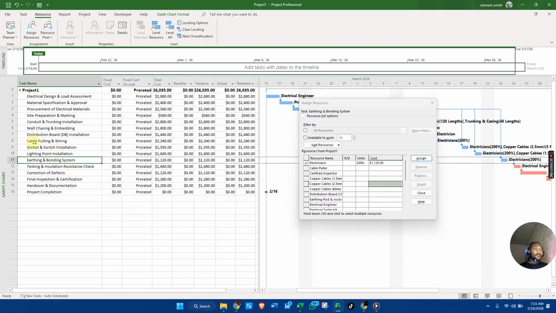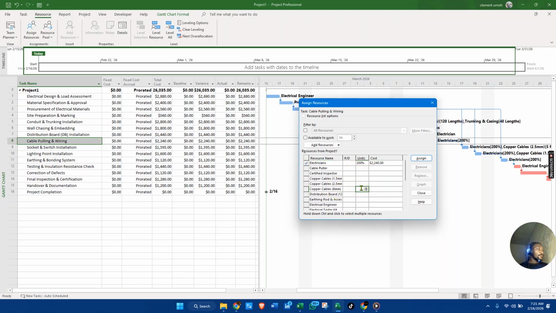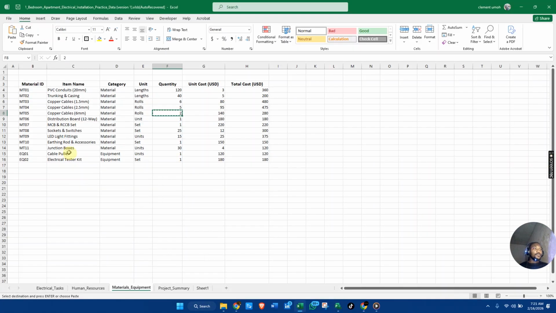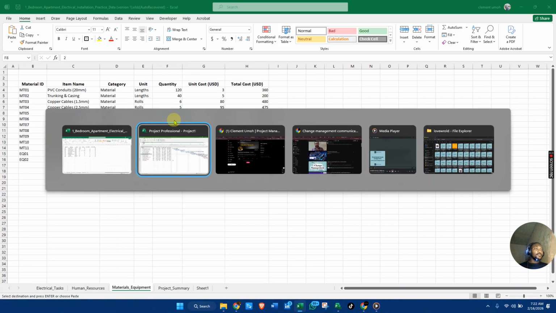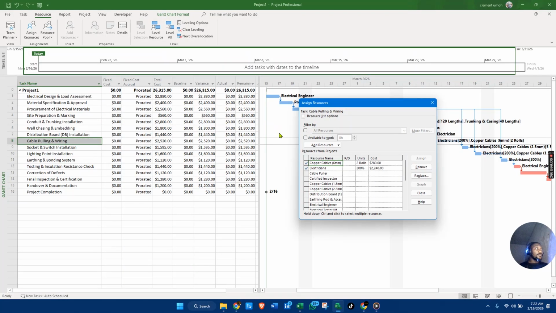Let's leave it at this cable pulling. Look at my wiring. Let's leave it there. 6 mm. How many rows do I put it to assign? All right. So our distribution board, we have 12 ways, three phase DB. That should be three phase, not single phase DB.